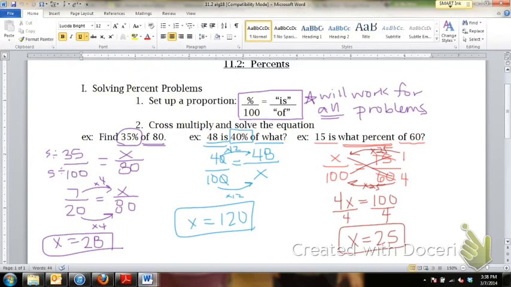So whether you can figure out a shortcut, what they did from one side of the proportion to the other, and then just repeat it on the other part of your fraction, or you can cross multiply and solve. But this percent over 100 equals is over of is how you're going to set up all your problems. If you reduce one side of your fraction, you can usually make it a lot easier for yourself. If you can't reduce, just go ahead and cross multiply and solve the problem. That's percent problems.